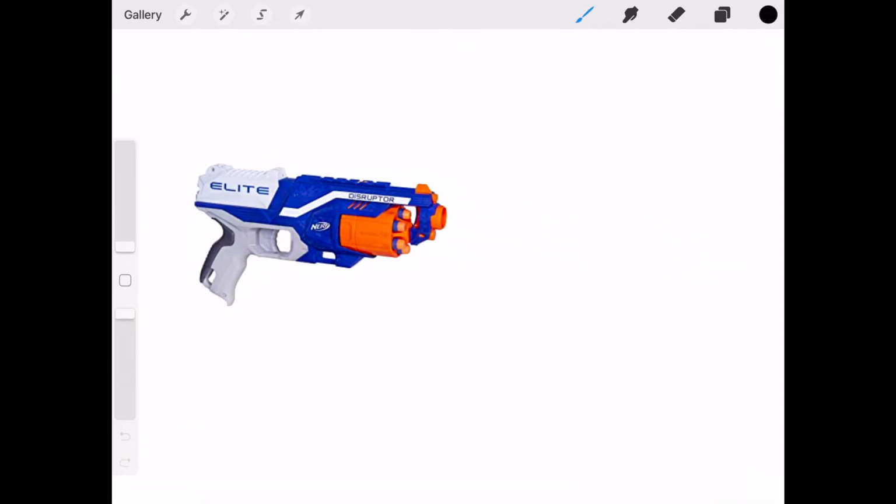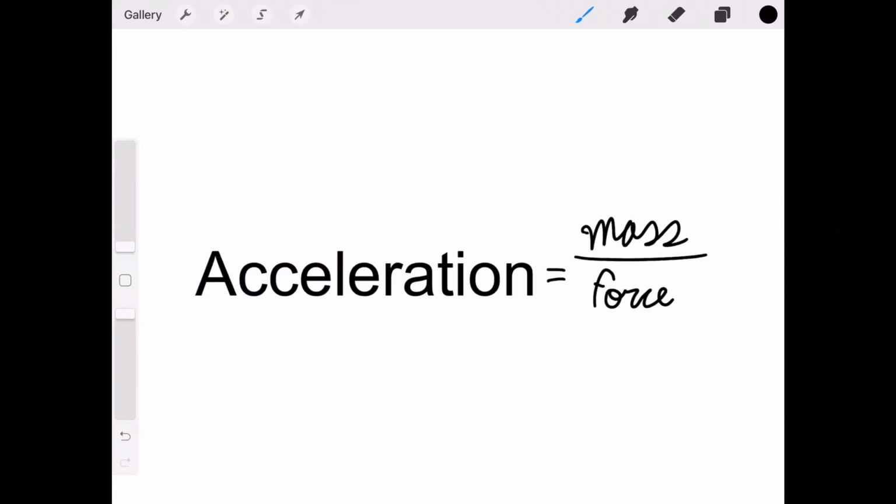Since the Nerf gun is more massive, more force is needed to get it to accelerate the same as the bullet. Remember Newton's second law where it states that acceleration is inversely proportional to an object's mass?